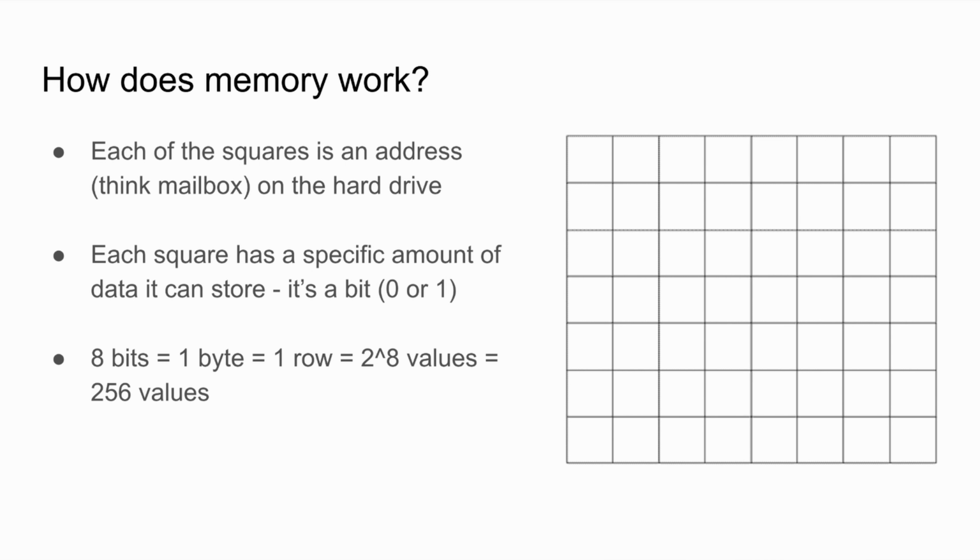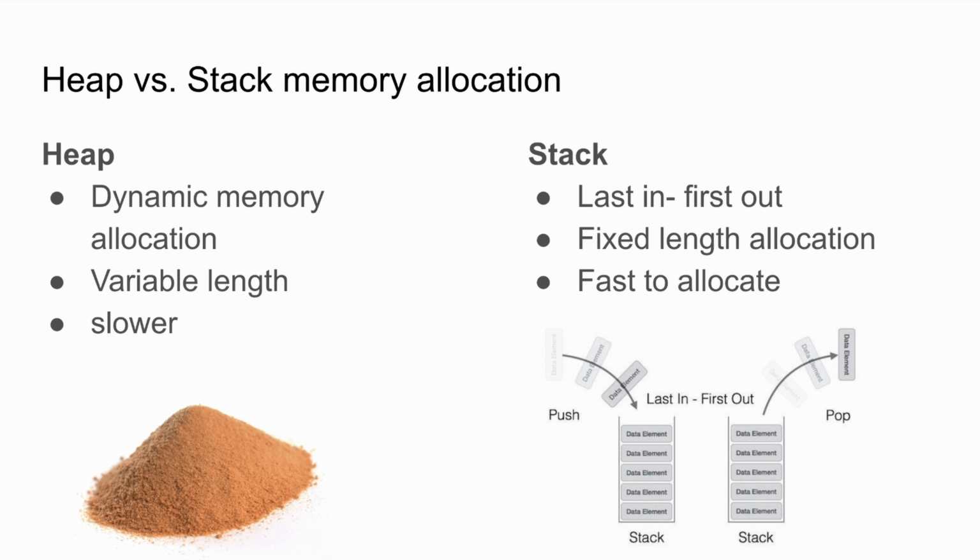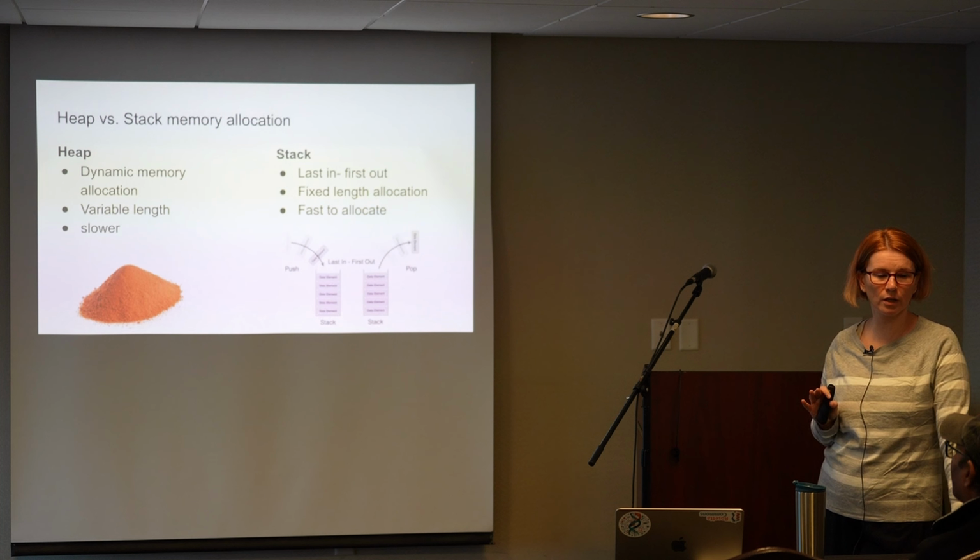Each of those squares over here is an address in your memory. Think of it as a mailbox, and that's basically your hard drive. Each square has a specific amount of data that it can store, called a bit. It can store either a 1 or a 0. 8 bits is 1 byte, so 1 row, and 8 of those can store 2 to the power of 8 values, so 256 values. And then you have a heap and a stack. Who here has heard about a heap and a stack?